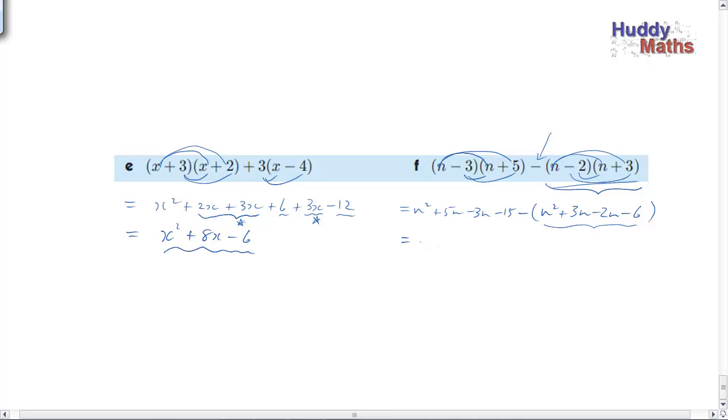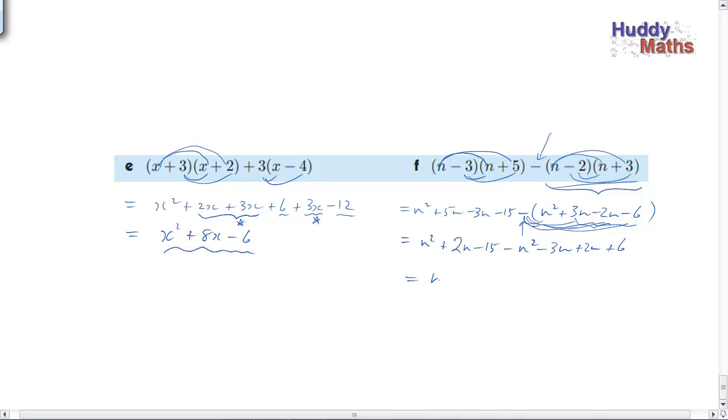Okay, let's go through now. We've got n squared plus 5n take 3n is 2n. Take 15. Now what are we going to do here? We're taking away all of this. So it's like negative 1 times the bracket. So negative 1 times n squared is neg n squared. Negative 1 times 3n is neg 3n. Negative 1 times neg 2n is plus 2n. You could have collected these up first. And then neg 1 by neg 6 is positive 6.